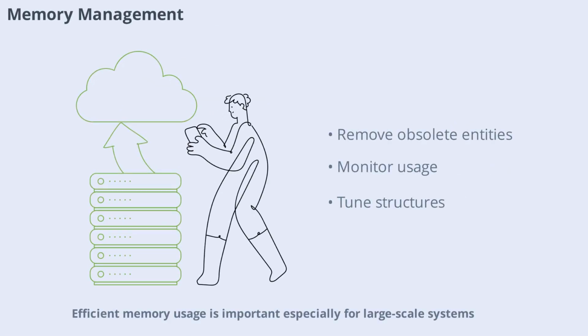Efficient memory usage is important, especially for large-scale systems. Regularly remove inactive or obsolete entities to free up space. Monitor memory consumption and tune data structures as needed to balance speed and resource usage.